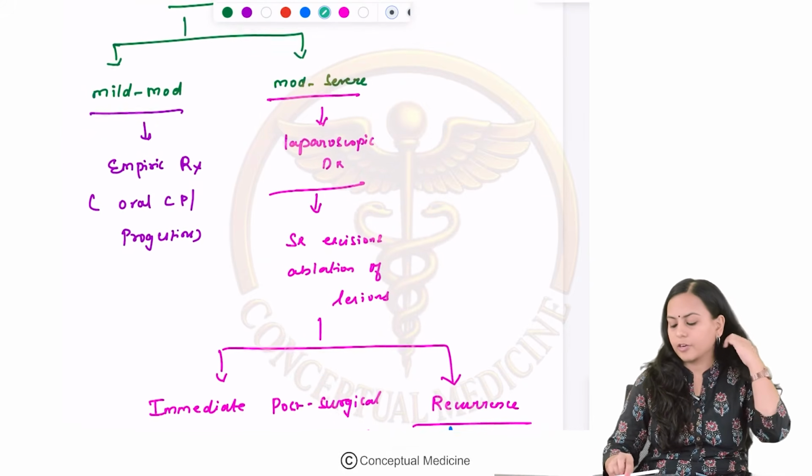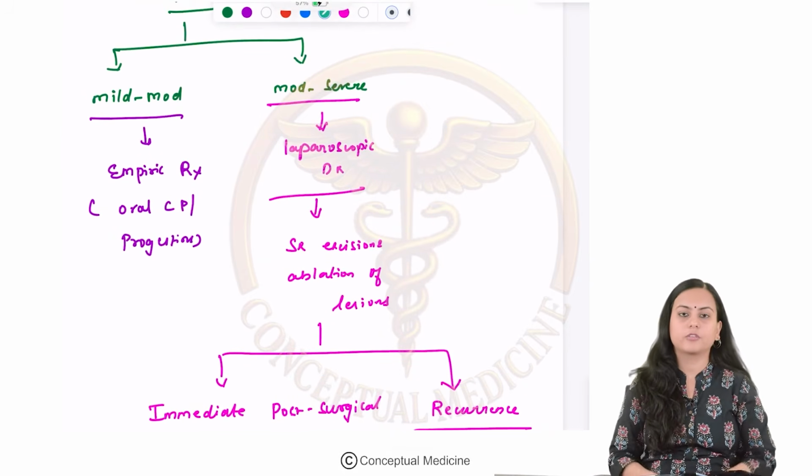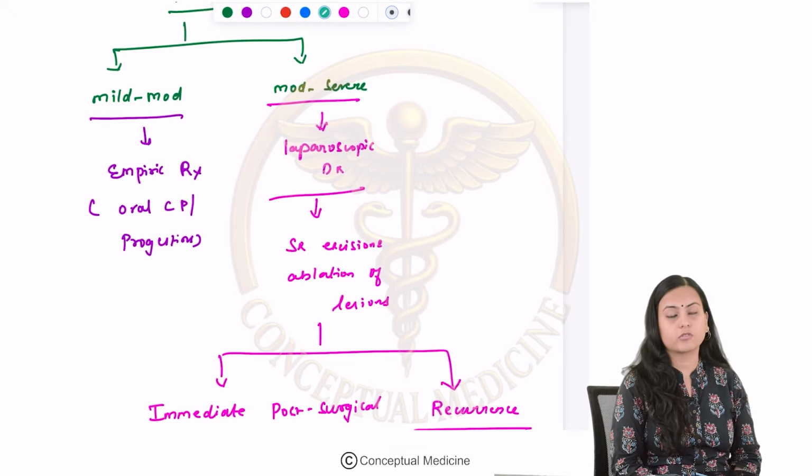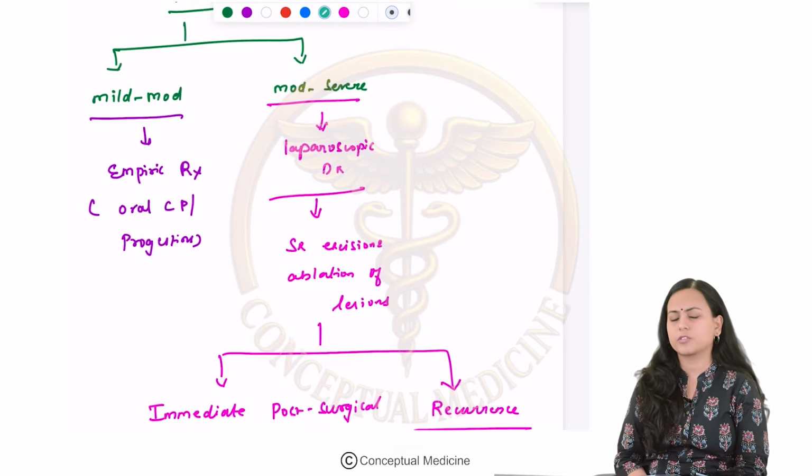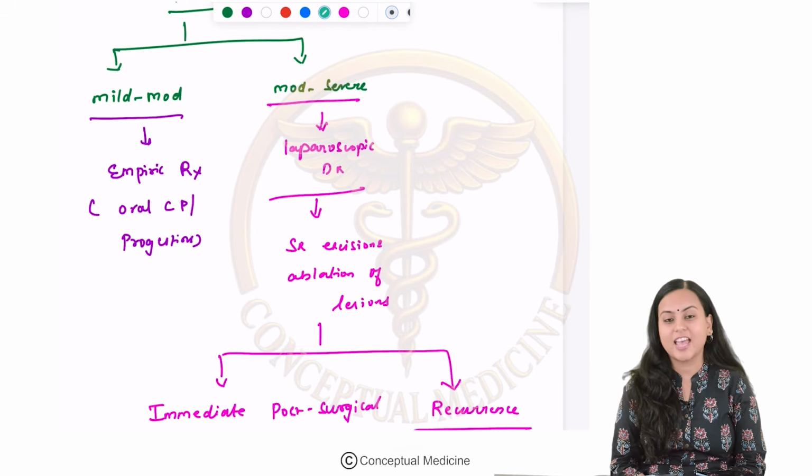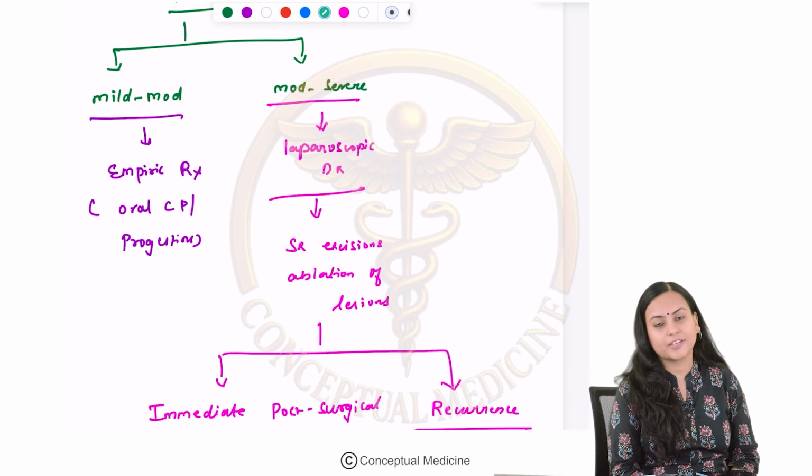So this is all about endometriosis. So I hope you have known in detail now what is endometriosis, what are the various types of endometriosis, what are the staging, what are the clinical features, and we have also discussed about the management in detail.